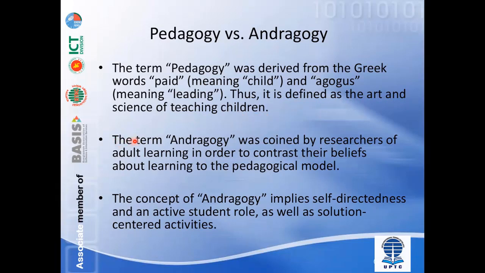If we move on to the next term, andragogy, it was coined by researchers for adult learning, in order to construct their beliefs about learning in contrast to the pedagogical model. The concept of andragogy implies self-directedness and an active student role, as well as solution-centered activities. From this slide, we are trying to conclude that the first term, pedagogy, is involved with the child teaching and learning model. In this model, what we teach our students, they directly try to absorb.